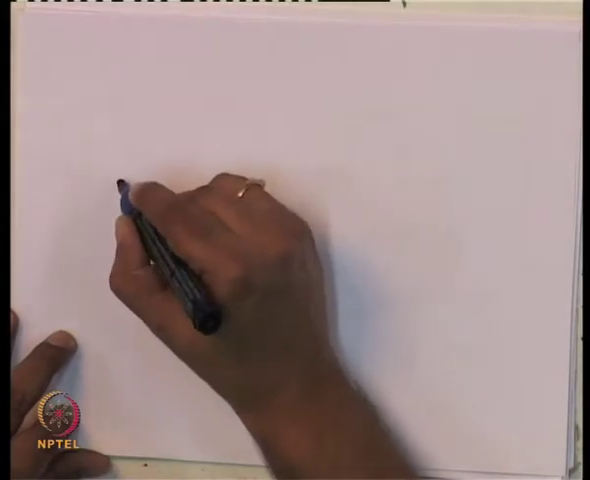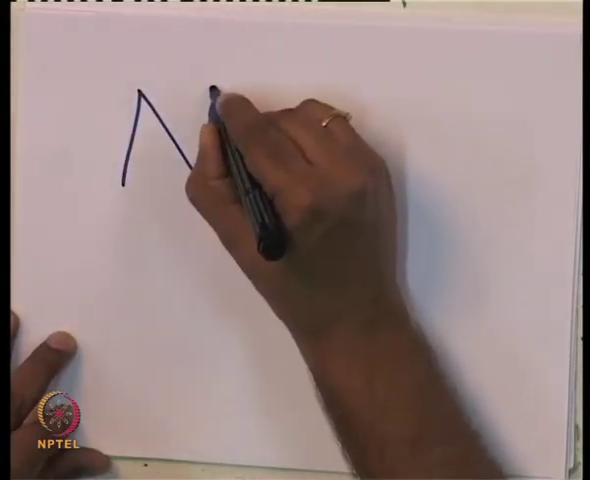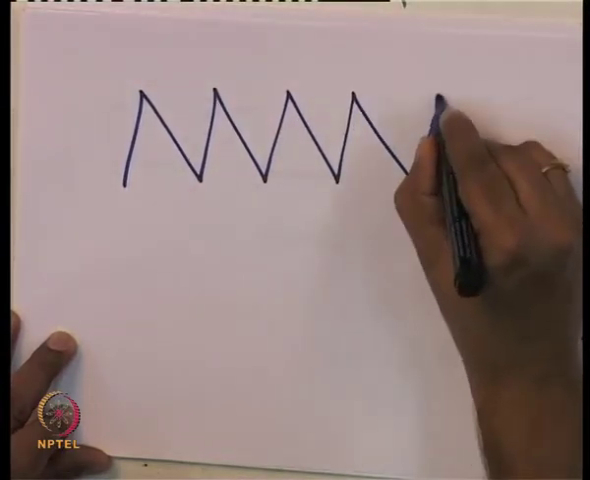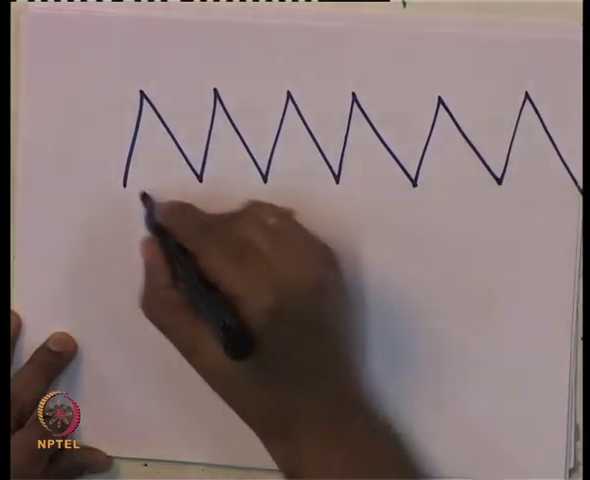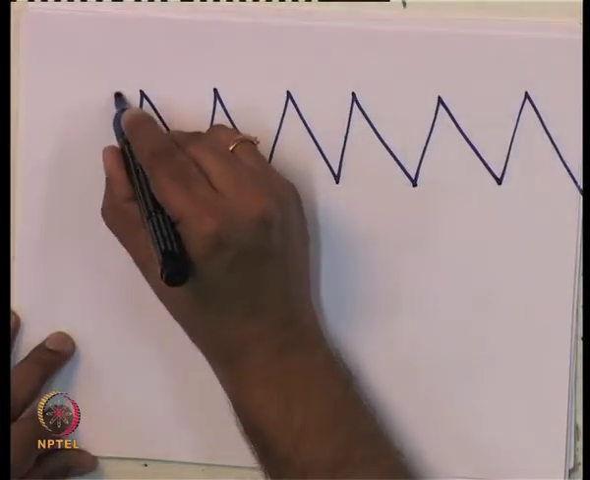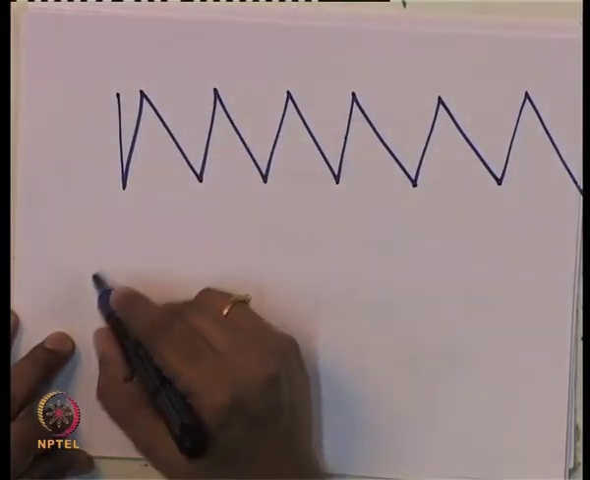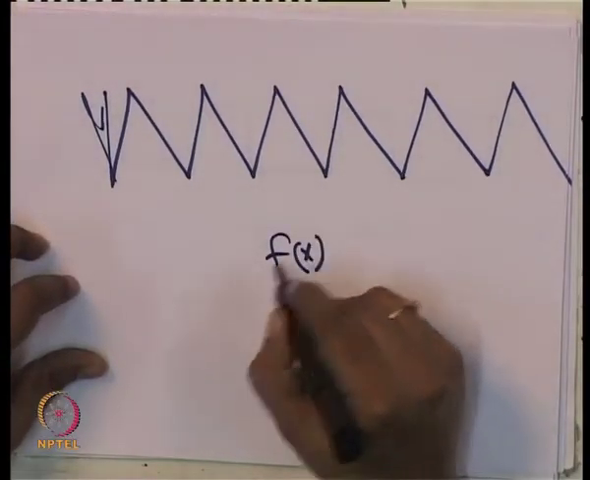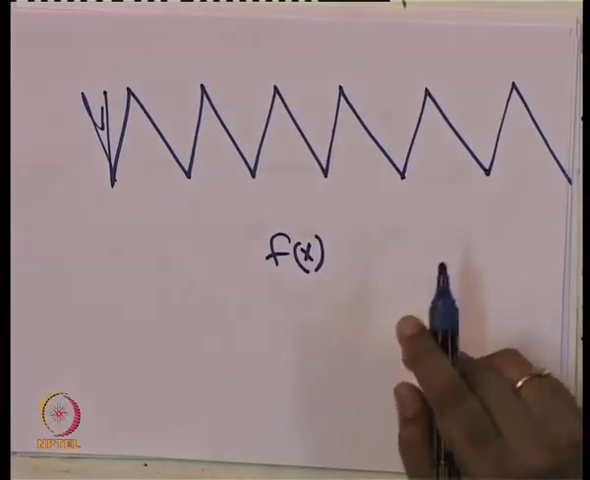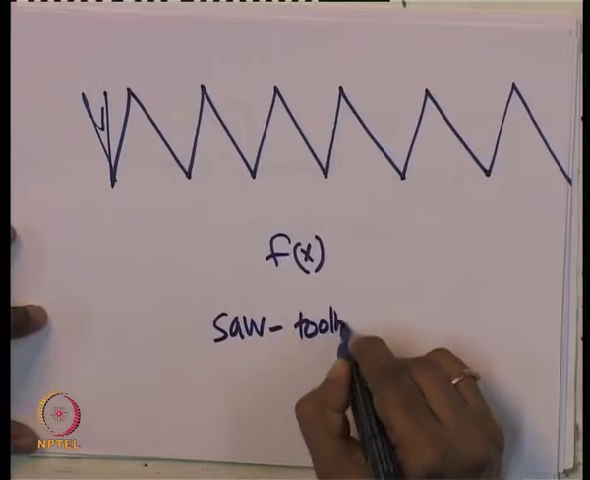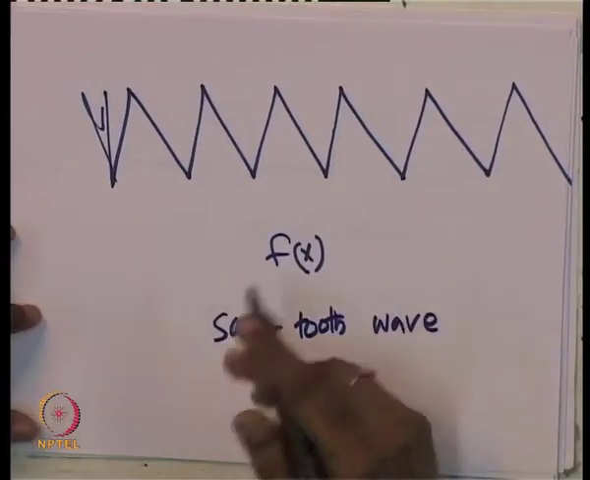Can you think of some other periodic functions? We can even think of many kinds of waves. There is something called a sawtooth wave. If you have a wave like this, this can also be described by some function f of x, which is a combination of sine and cos. We can call this a sawtooth wave. It's like a sawtooth.